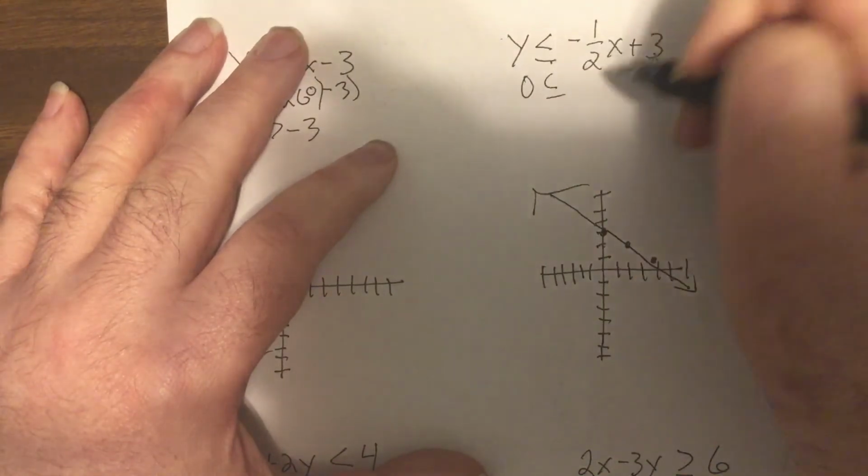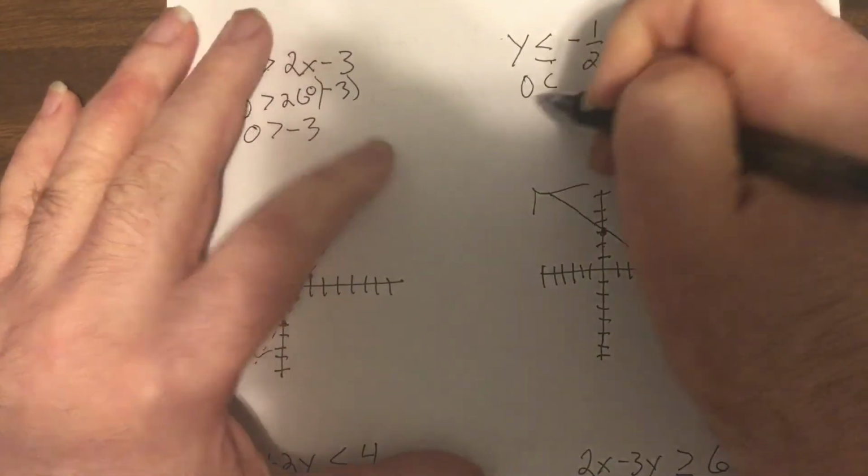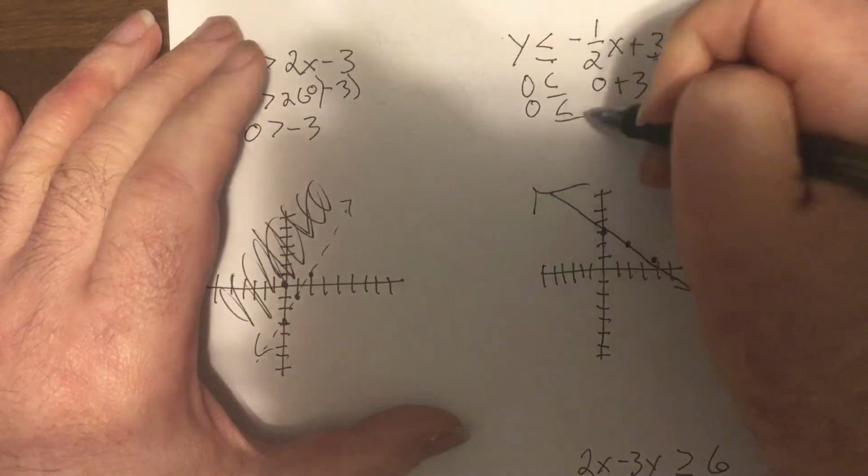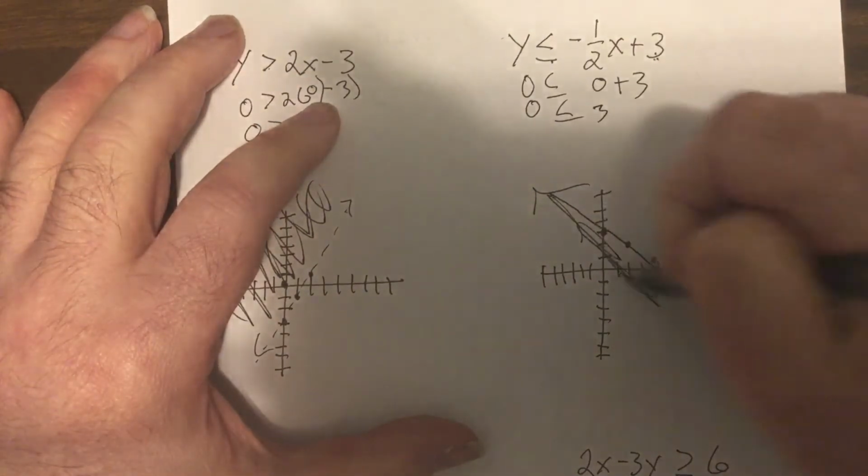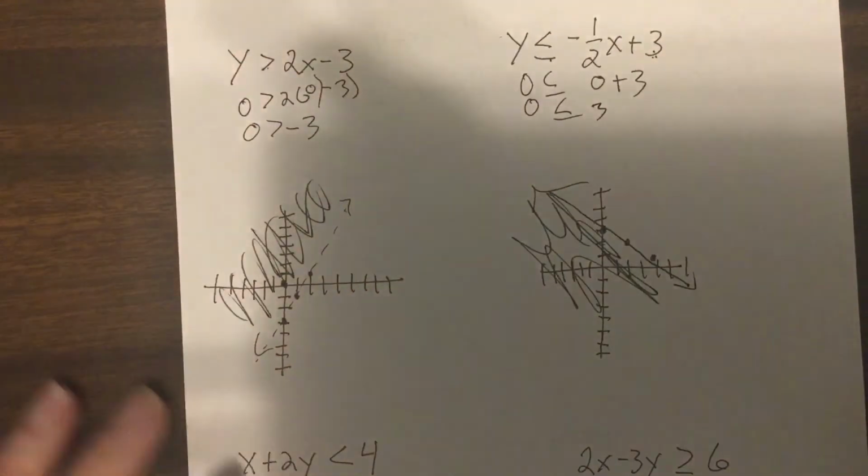0, is that less than or equal to 0 plus 3? Is 0 less than or equal to 3? Yes. So we shade this side.